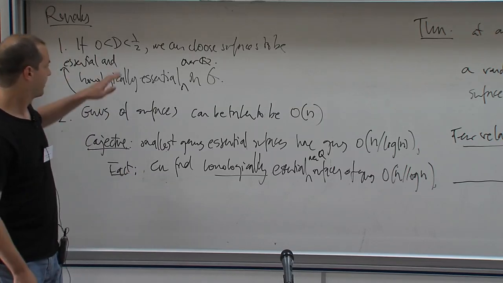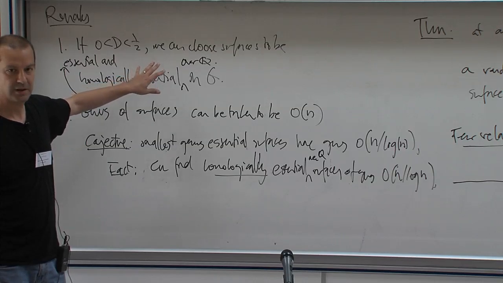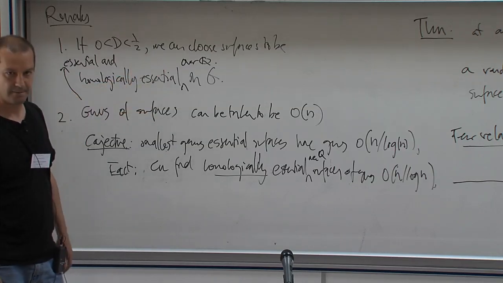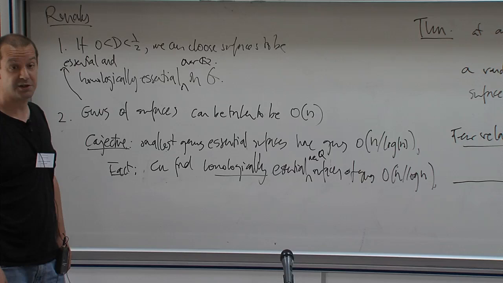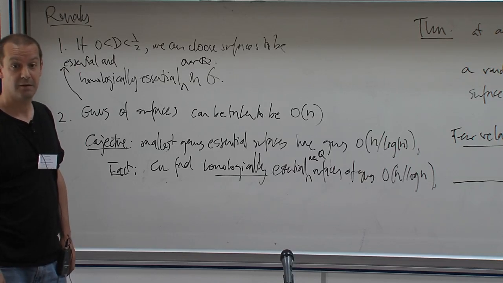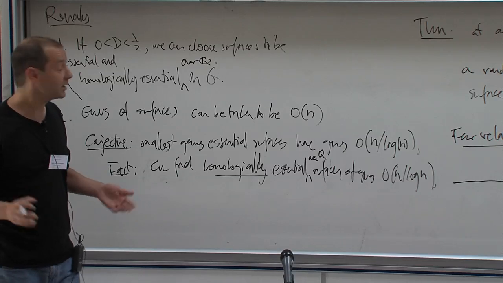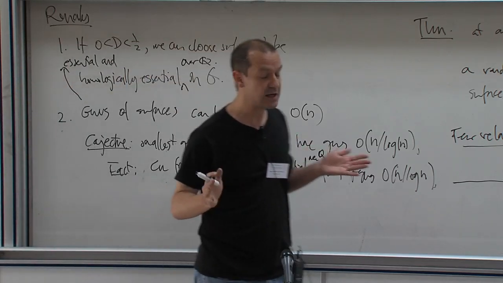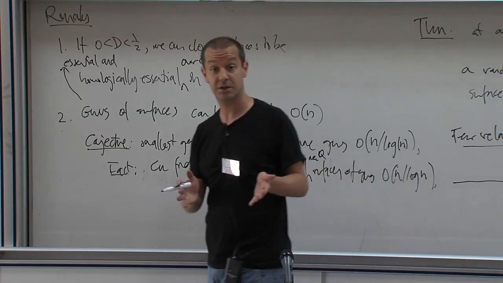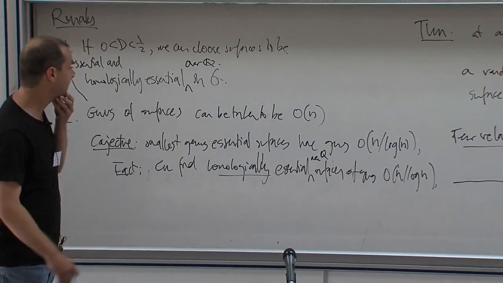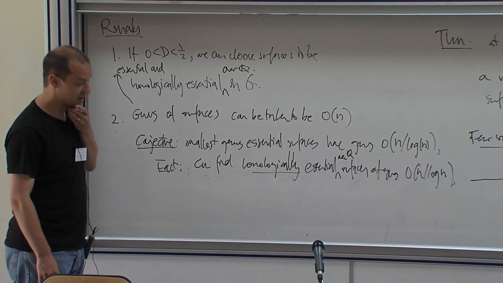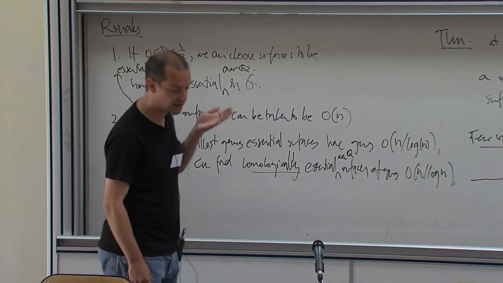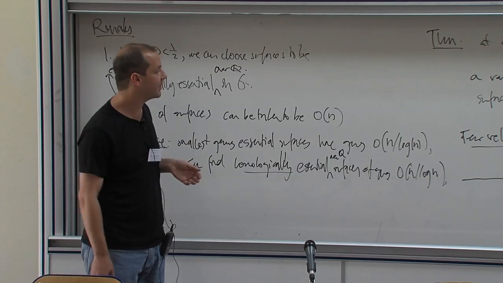So when you find these homologically essential things of genus O of n over log n, those may not be essential. They may not be essential. We conjecture that some of them are, yes. So my three-manifold intuition fails here, right? Well, I hope your three-manifold intuition succeeds. As far as I know, this is an open question, and I think it's a really terrific question.